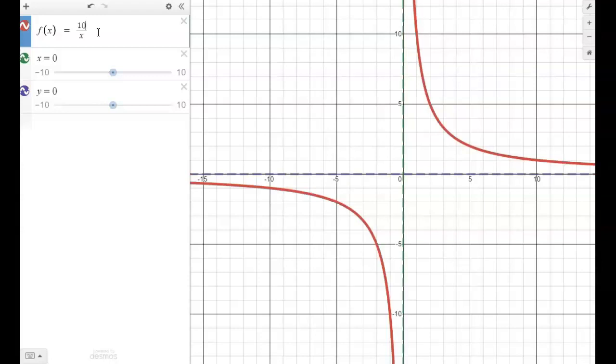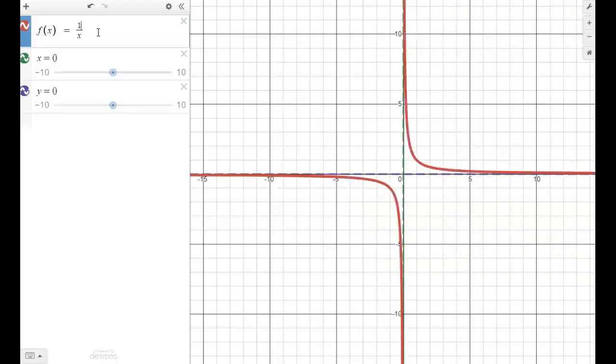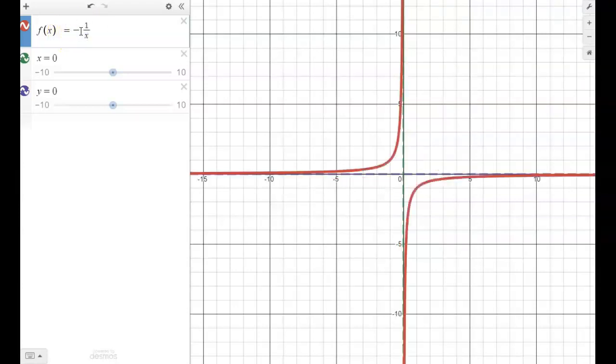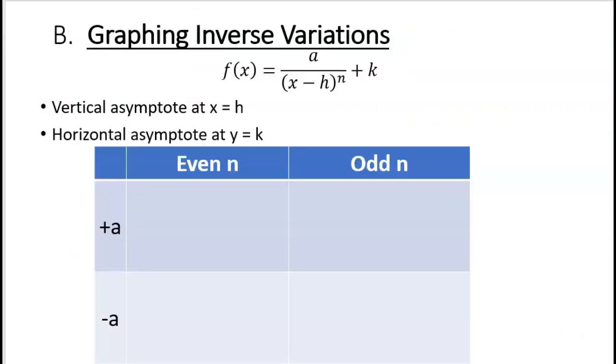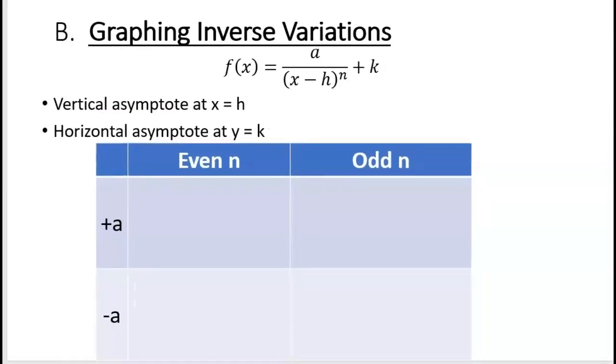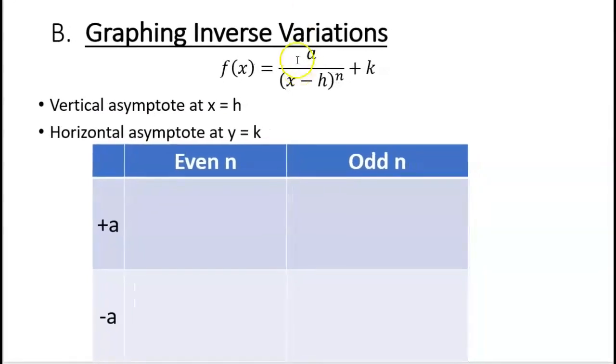Now, honestly, I don't really care. We're not going to talk about stretches or compressions on these functions. That's not important. But what we will talk about is reflections. If you multiply this function by a negative, it flips it upside down. Right? I want you guys to be aware of that as well. And so after all those demonstrations, hopefully we've laid a good enough groundwork for you guys to be able to understand some of the basics that we'll be needing when it comes to graphing these inverse variations.